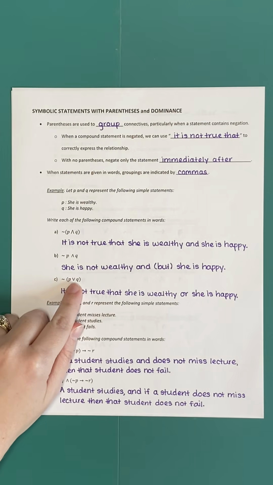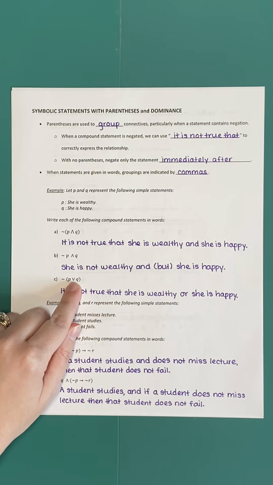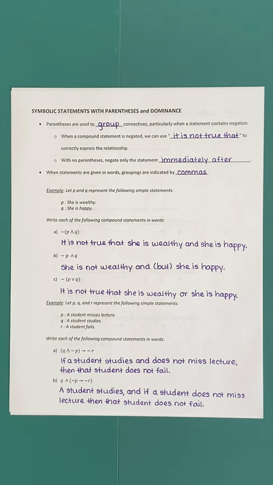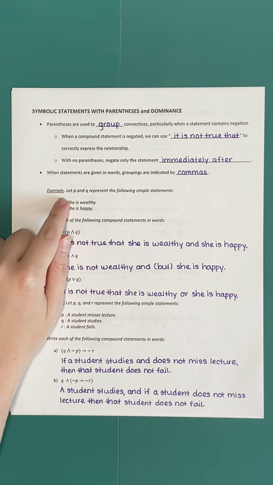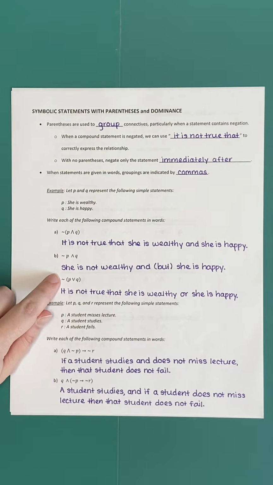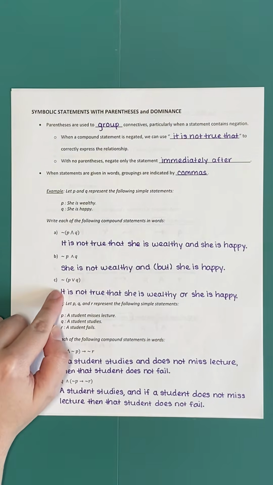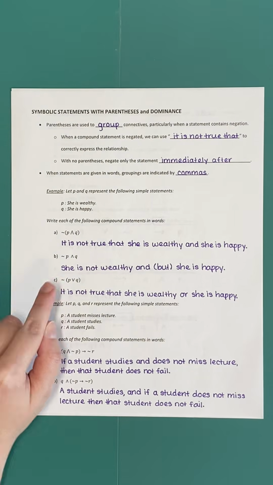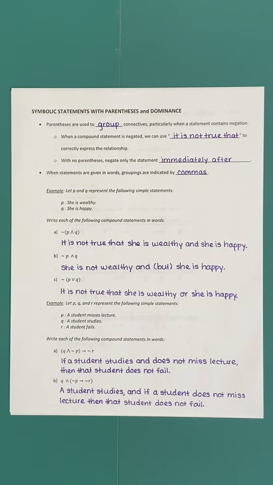Okay, one more. Negated P disjunction Q. In other words, P or Q. So negated P or Q. Now again, we have to express the compound statement in parentheses, and then we have to negate that whole statement. So P or Q is she is wealthy or she is happy. And then we're negating the whole thing. In order to negate the whole thing, we're going to use that phrasing. So it is not true that, it is not the case that she is wealthy or she is happy. Okay. Now, let's add on.